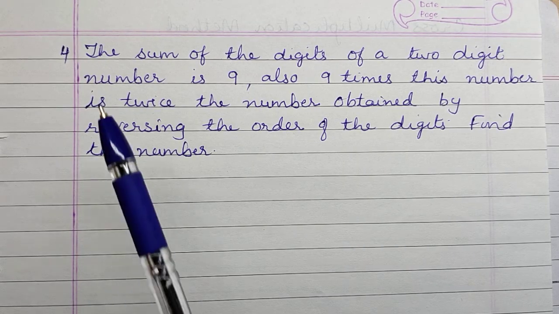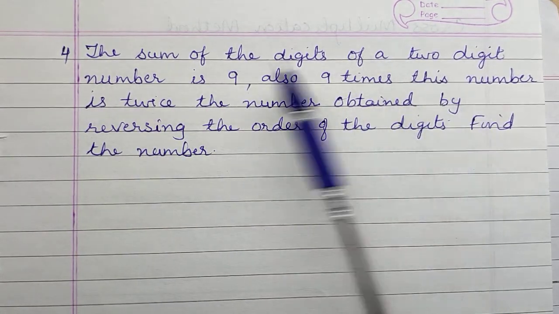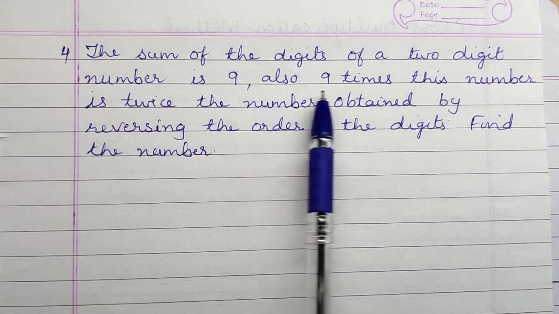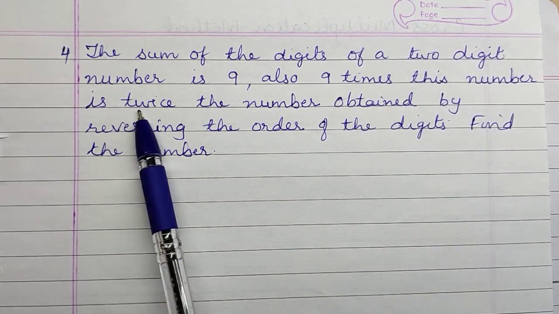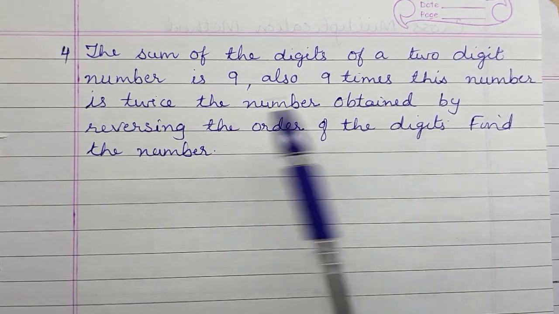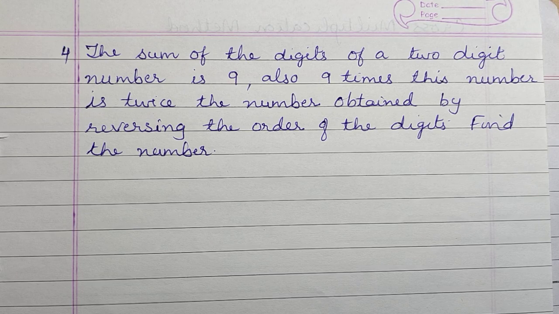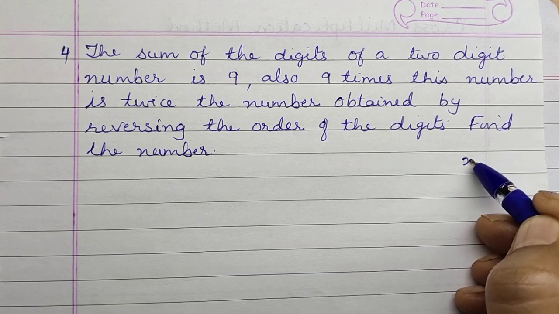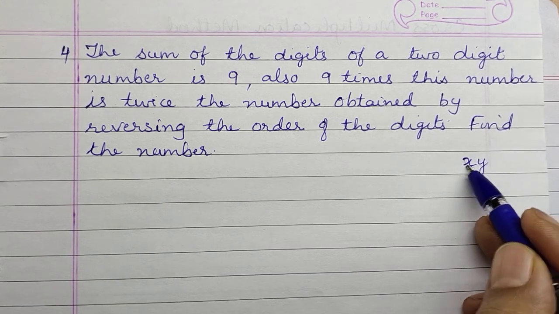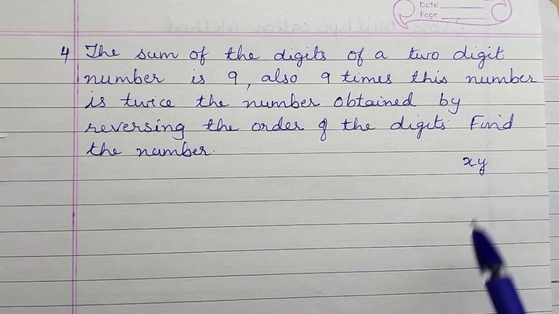Next sum. The sum of the digits of a 2-digit number is 9. Also, 9 times this number is twice the number obtained by reversing the order of the digits. Find the number. So, a 2-digit number. 2 digits means it should have 2 numbers. So, for example, like xy.